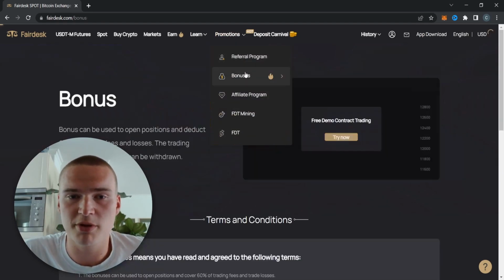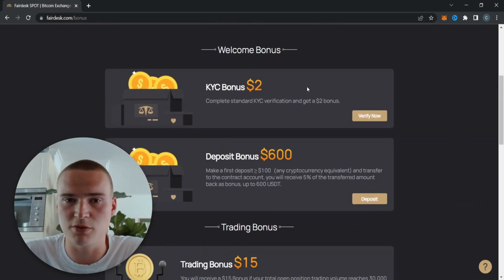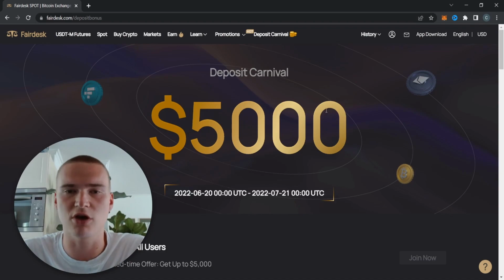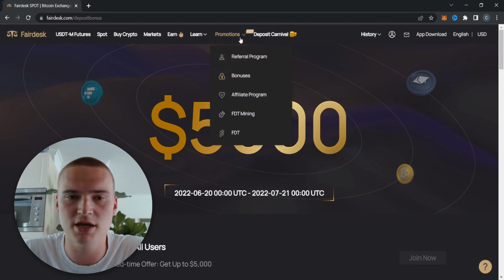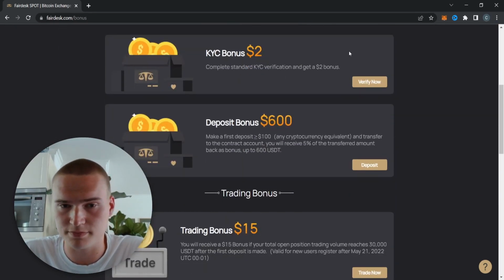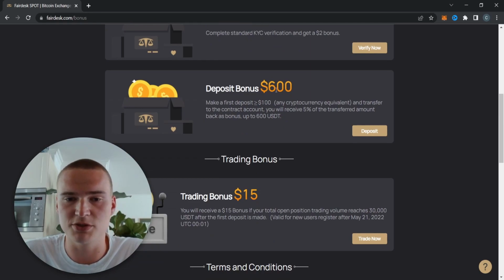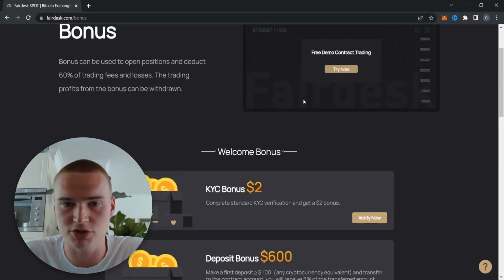That's your choice. But apart from that, some bonuses that they always have, so that's relevant either way. So they will have more deposit carnivals, or at least more promotion campaigns, but the promotions they have right now, which you can find under bonuses if you eventually sign up, is first of all the KYC bonus. That's just a $2 bonus, which is free. So that's already $2 free. Apart from that, they also have the deposit bonus up to $600. So that is if you make a deposit over or equal to $100 in cryptocurrencies, but also just in USDT, whatever you want.